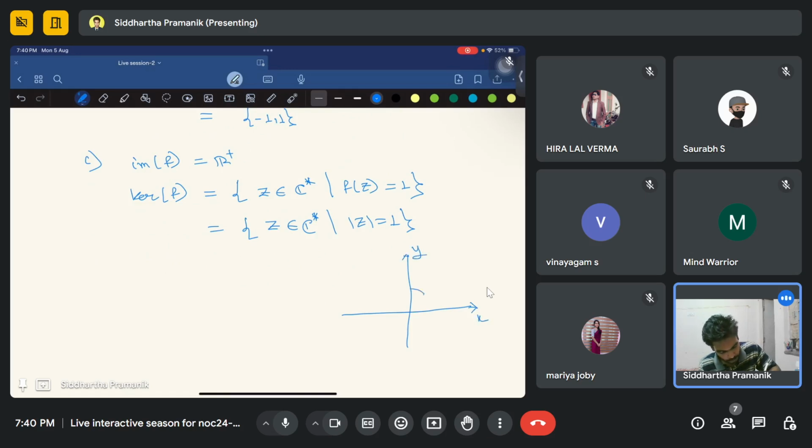If I draw it like this, this is the circle, and this is sometimes denoted by S1. This one is an important group. So the unit circle will be the kernel. This notation is not that standard, but you can use it by specifying.